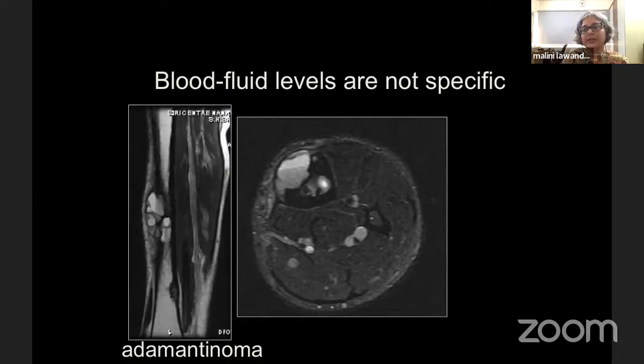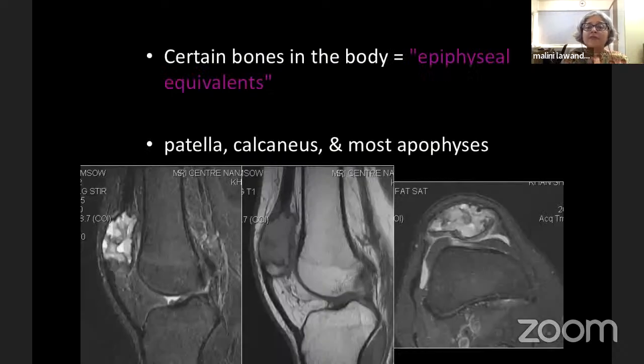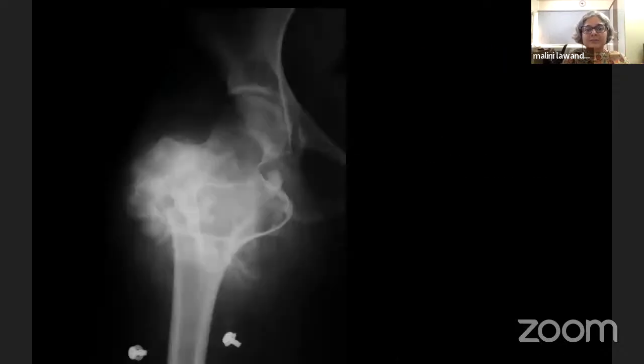You need to identify the solid areas. We need to remember that certain areas in the bones in the body are epiphyseal equivalent. For example, patella, calcaneus, and apophysis. So you can have chondroblastomas, you can have giant cell tumors in these locations. So the epiphyseal tumors would be there in the apophysis.